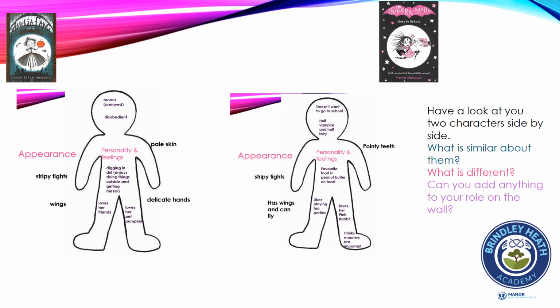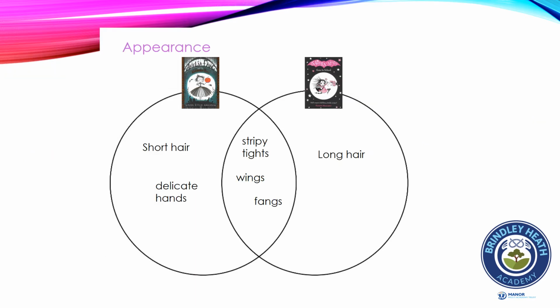So just a very quick recap about what we've done. You've now got your role on the wall completed for both of the characters. You should have, from yesterday, finished your Venn diagrams looking at what's the same and what's different. You'll notice here that it's difficult really to see many differences between their appearance. The similarities from looking at the pictures: they've got their stripy tights, their wings, their fangs. Their hair is different.